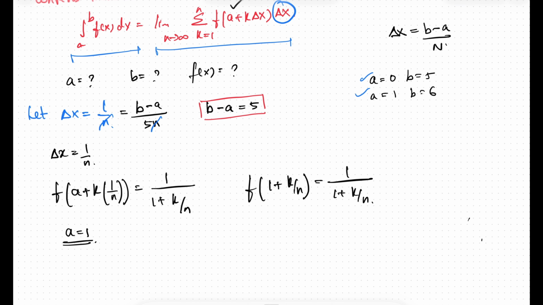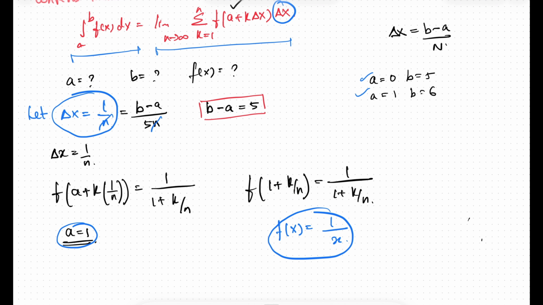Now the function's input is 1 plus k by n and the output is simply the reciprocal of it. So the function is simply a reciprocal function. So f of x should be reciprocal of x. So now a is 1 and f of x is 1 by x and your delta x is 1 by n. Now it's time to find b. As I already mentioned, b minus a is equal to 5, and since a is 1, b minus 1 is equal to 5, so b would be 5 plus 1, and it is equal to 6. So b is equal to 6.